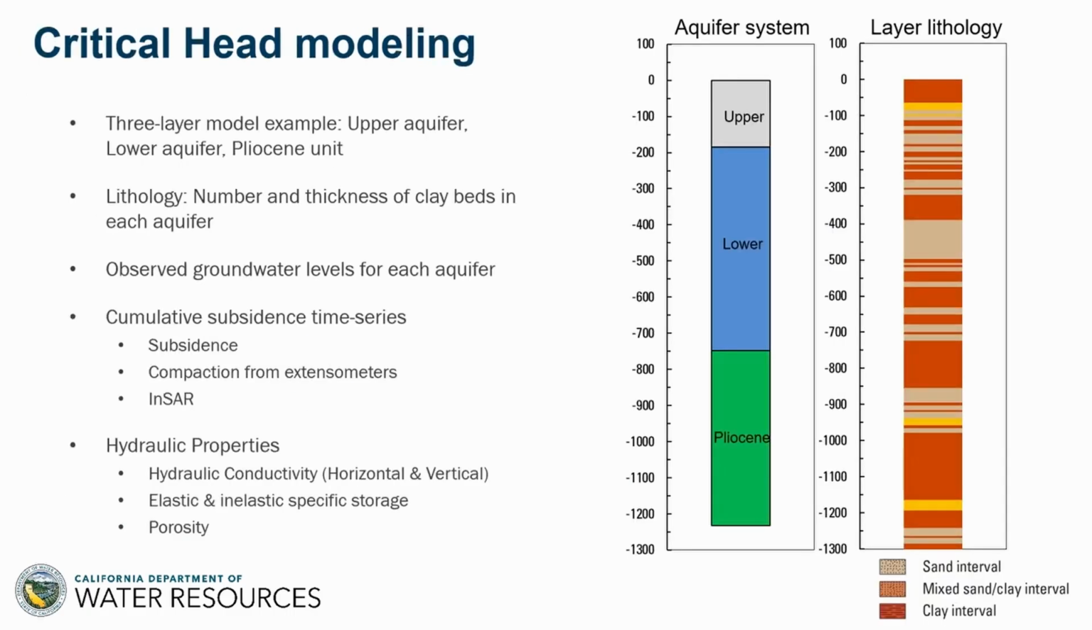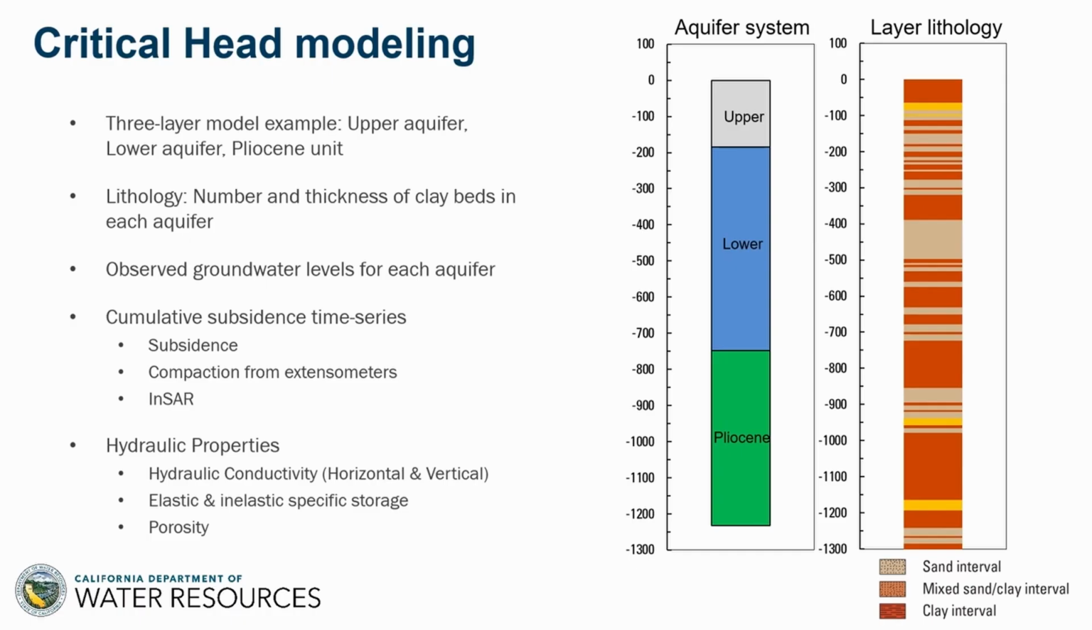So here I'm going to talk briefly about estimating the critical head through a modeling approach. Here we're using the MODFLOW code coupled with a skeletal storage, compaction, and subsidence package, which is also known as the CSUB package. So when using the CSUB package to model subsidence, you have to specify the number of layers and the compaction properties in each layer.